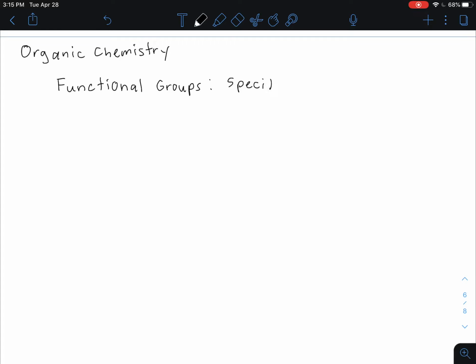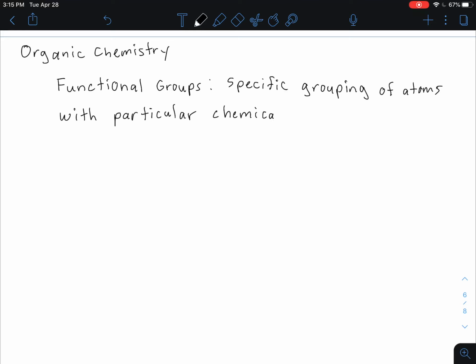into our molecules. So functional groups, this is talking about a specific grouping of atoms with a particular chemical and physical property. Particular chemical and physical properties.